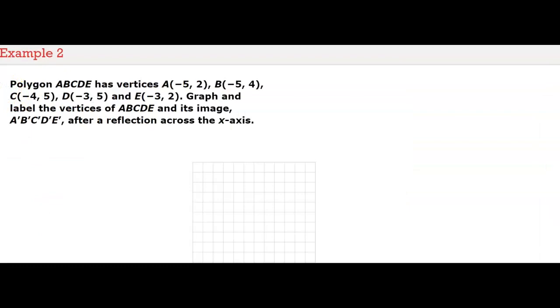Polygon ABCDE has vertices A(-5, 2), B(-5, 4), C(-4, 5), D(-3, 5), and E(-3, 2). Graph and label the vertices of A, B, C, D, E and its image, A', B', C', D', E', after a reflection across the x-axis.